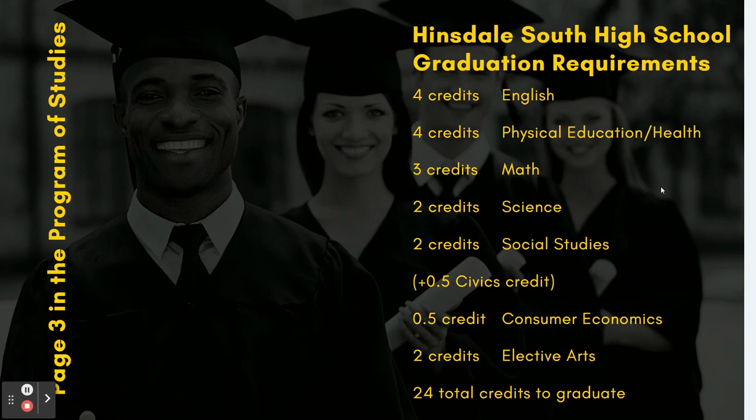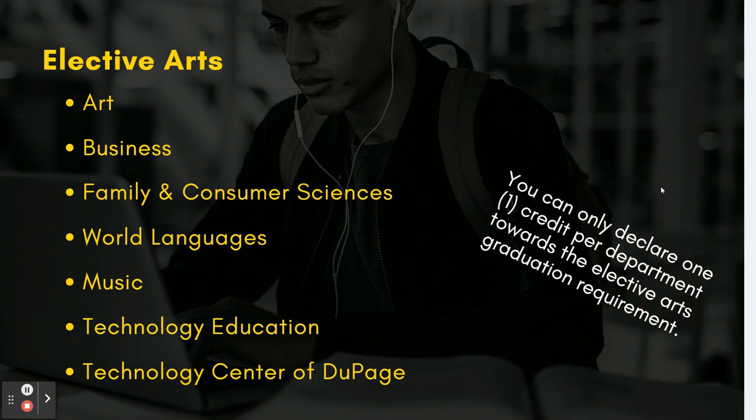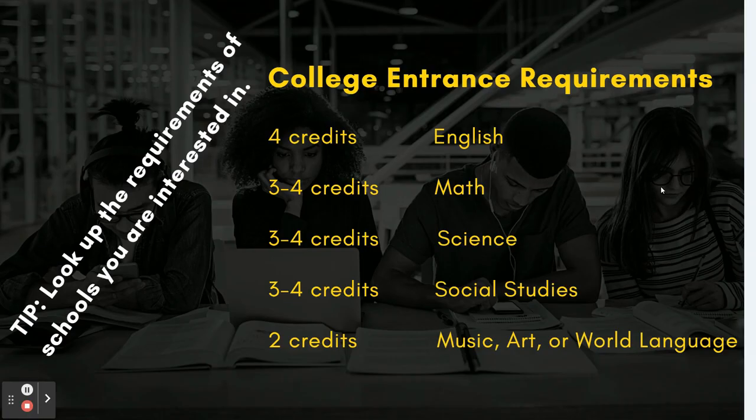As you select courses, make sure you are meeting all high school graduation requirements. A common point of confusion is the elective art requirement. You must earn 2 credits in elective arts, but each credit must come from a separate department. For example, 2 credits of world language would not fulfill the requirement. You could count 1 credit of world language, and then you would need an additional elective art credit from any other elective art department to fulfill the requirement.